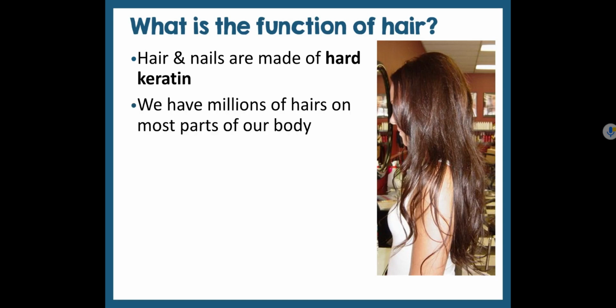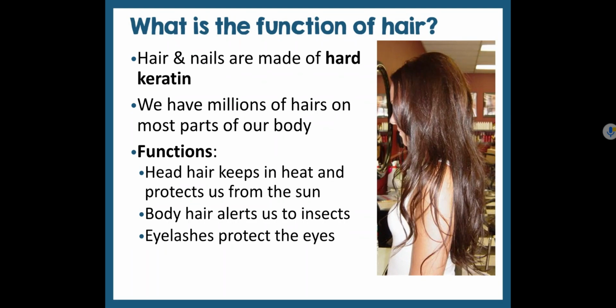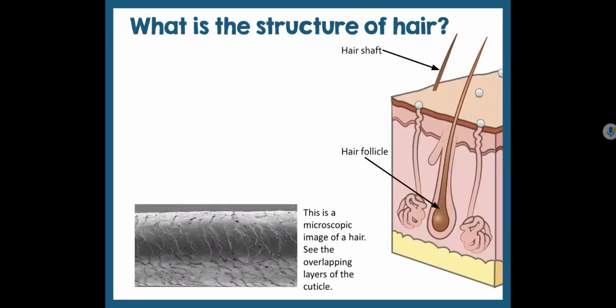We have millions of hairs on most parts of our body. Here are 4 functions of the hair. Head hair keeps in heat and protects us from the sun. Body hair alerts us to things crawling on our skin, like insects. Eyelashes protect our eyes from debris in the air. And nose hair prevents the entry of small foreign objects.